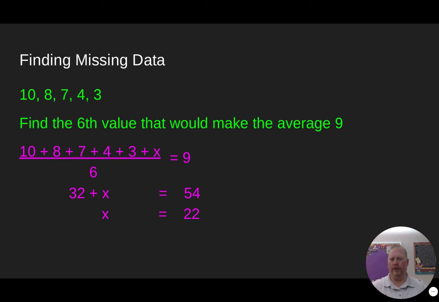All right, so hopefully mean, median, and mode was kind of a review for you. But I think this last topic of finding the missing data might be something a little bit new, and it might be something we have to work out a little bit. But overall, I hope that you guys found this lesson easy and doable.